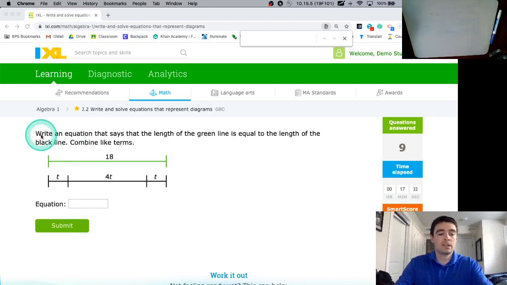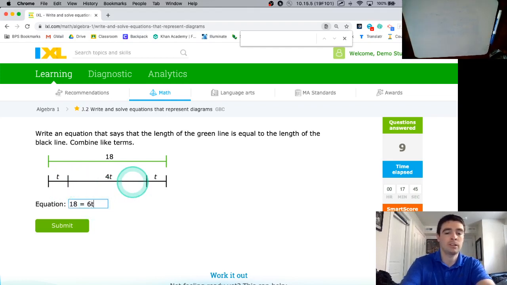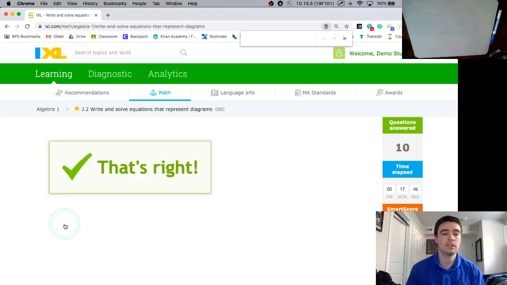This question says, write an equation that says the length of the green line is equal to the length of the black line. So again here, pretty straightforward. 18 is equal to all of these pieces added up. That's going to give us 6t when we add up all those t's.